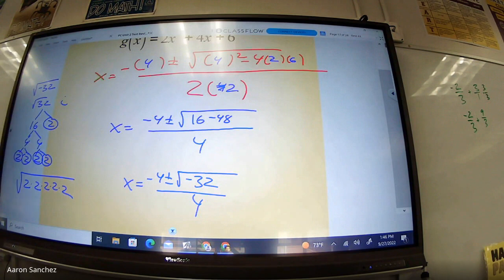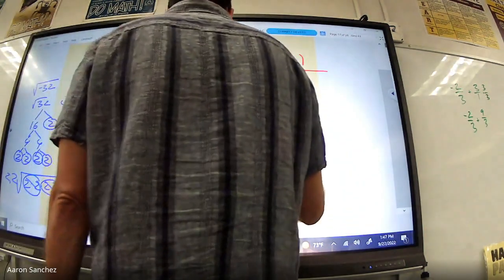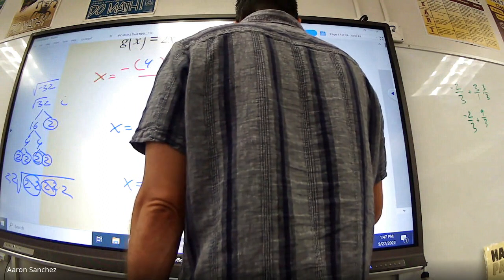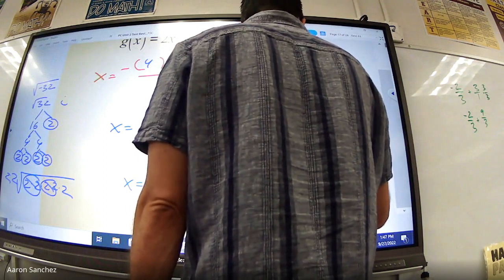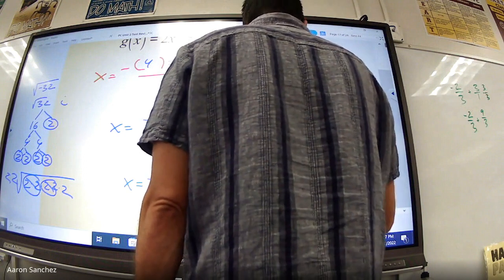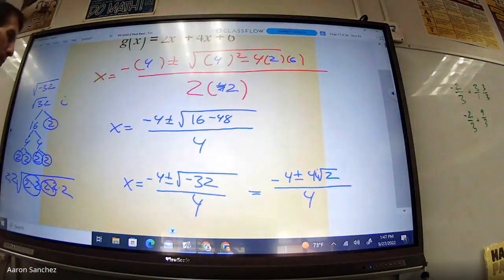Then who gets out of jail? Dink, got a 2. Dink times 2, 4 root 2. I. So, oh, look at that. Negative 4 plus or minus 4 root 2, 4i root 2 all over 4. Kind of sloppy.